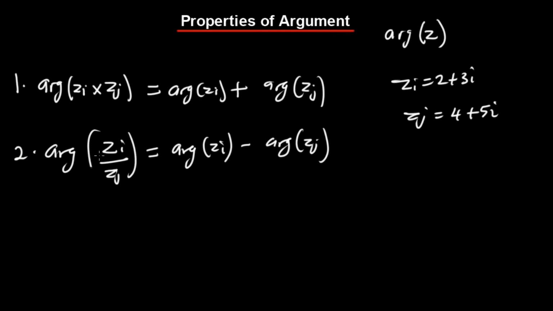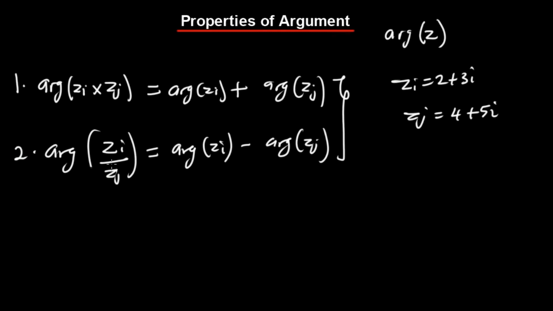Second one, which is the argument of division. If you're looking for the argument of z_i divided by z_j, this is the same thing as finding the argument of z_i and subtracting the argument of z_j from it. So these are the two properties of argument that we're going to be working with in this tutorial. So we have seen the basic introduction to argument. We have seen the meaning of amplitude, which is the same thing as argument. We have seen the properties. Now let's start looking at some examples.